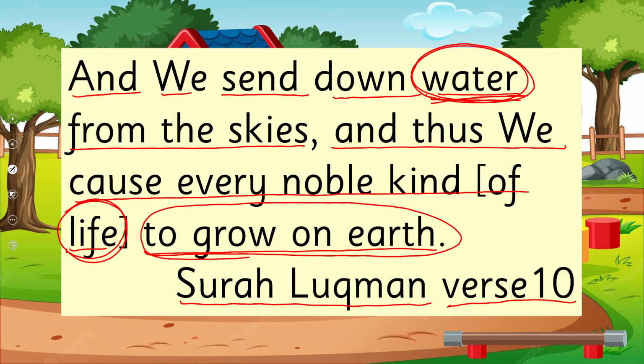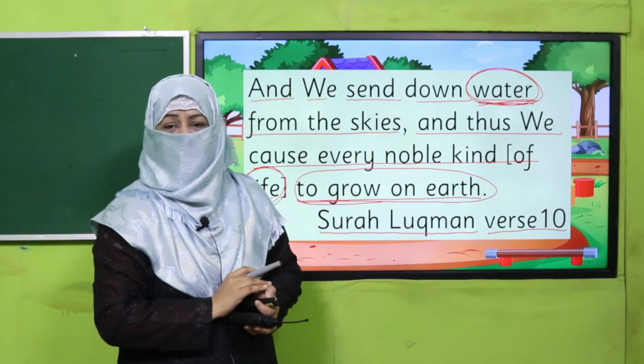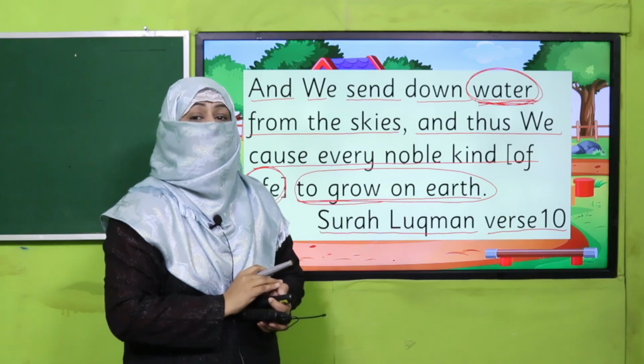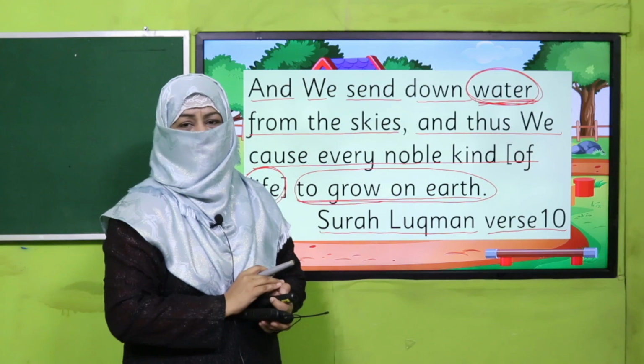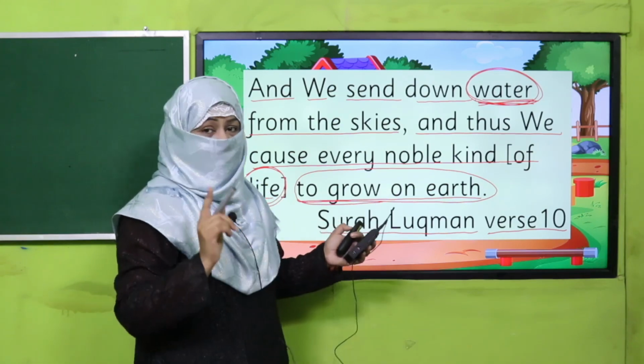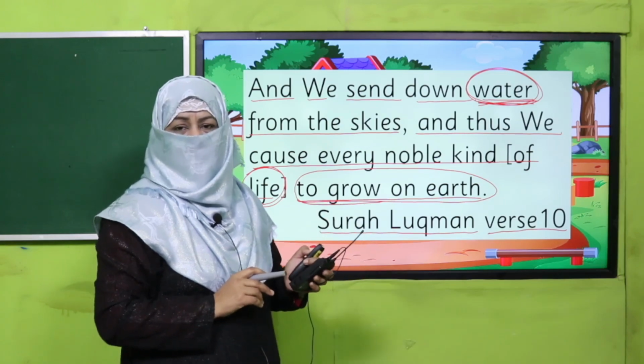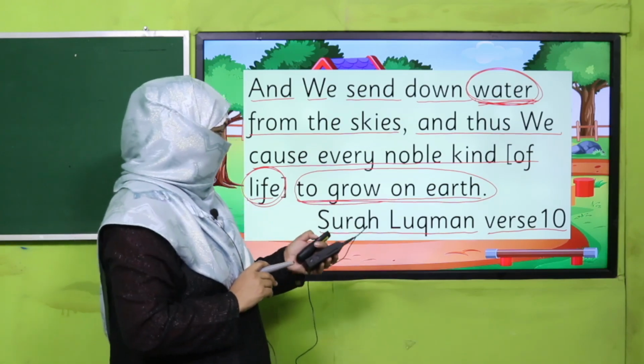So beta, what we are learning from this verse is that Allah subhanahu wa ta'ala is taking care of plants, and we should also, because plants and trees are very important for us. Allah is taking care because they are important, and we should also take care. This is what we will learn in this lesson. So let's see what this lesson is.